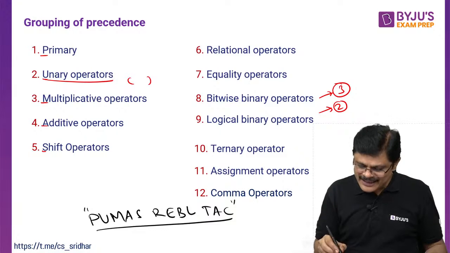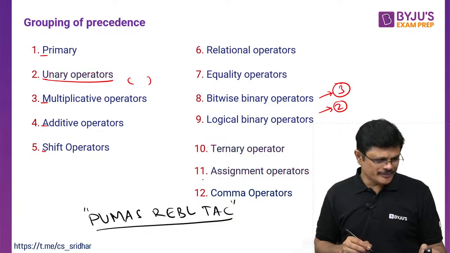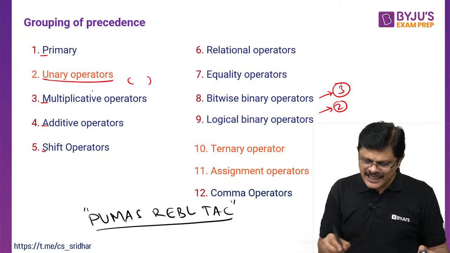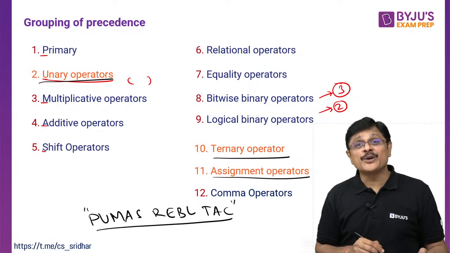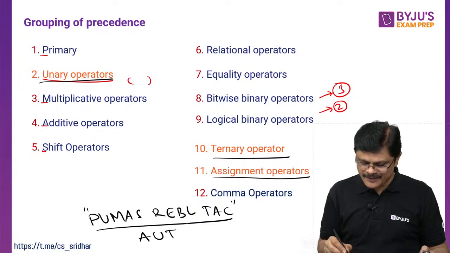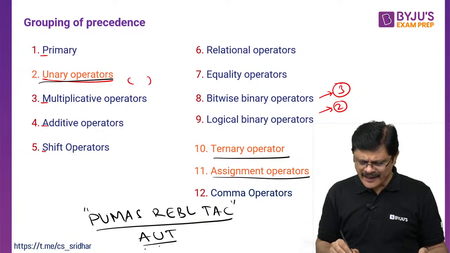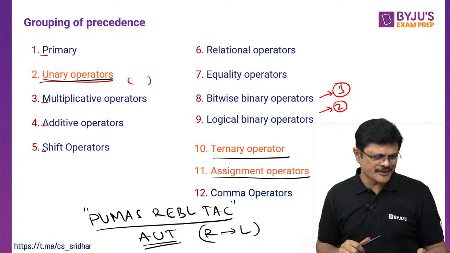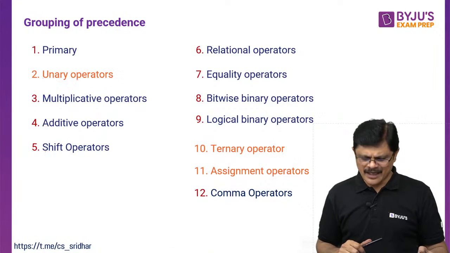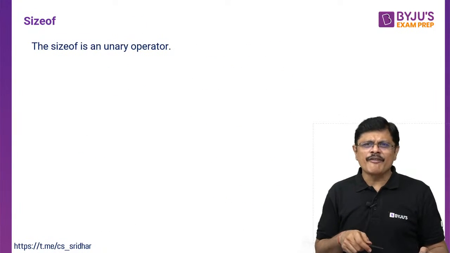Okay, and in this AUT, auto, see these three are right to left associative. That's why I changed their color, sir. They are right to left associative. AUT, of course, O silent, sir. They are right to left associative. Remaining all fellows are left to right associative. Is that clear? Of course, there is the sizeof operator also.